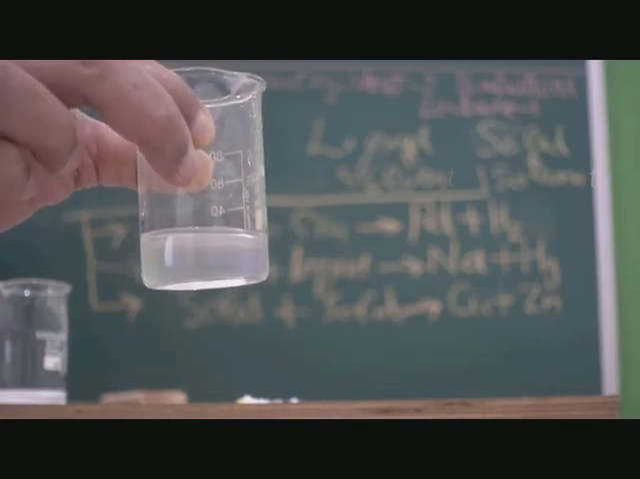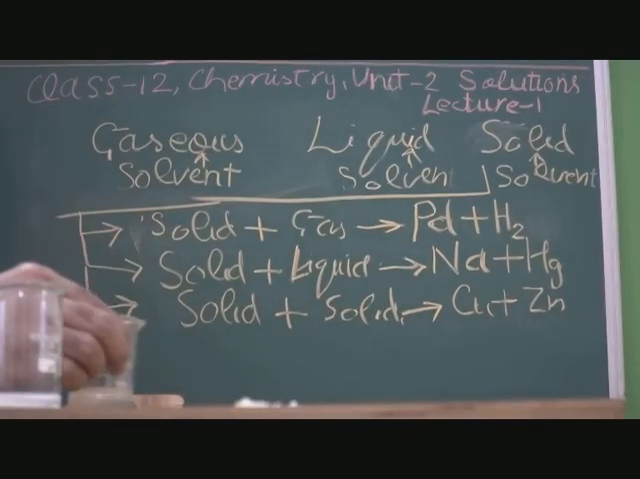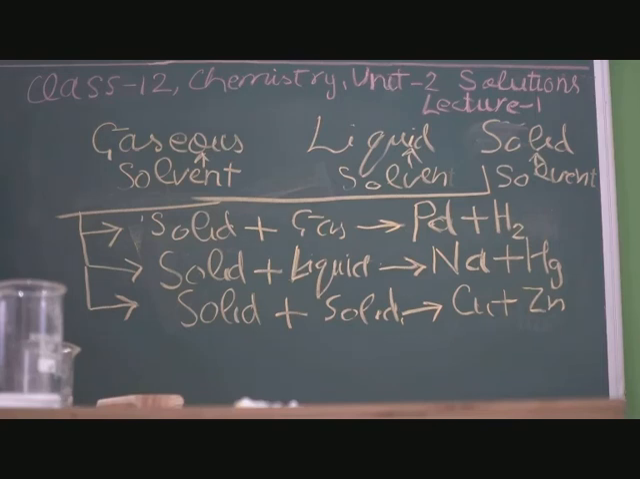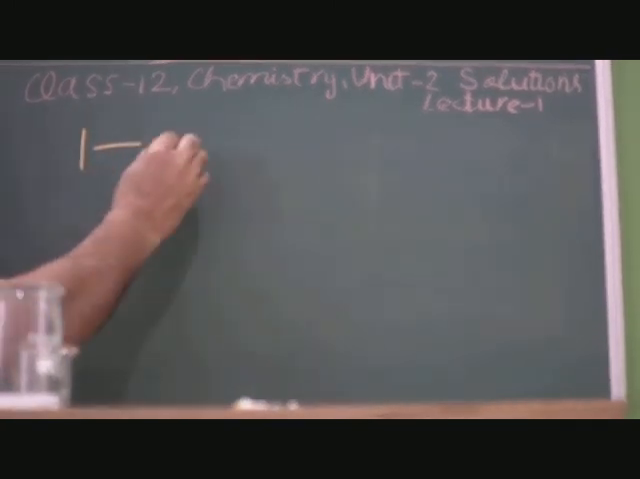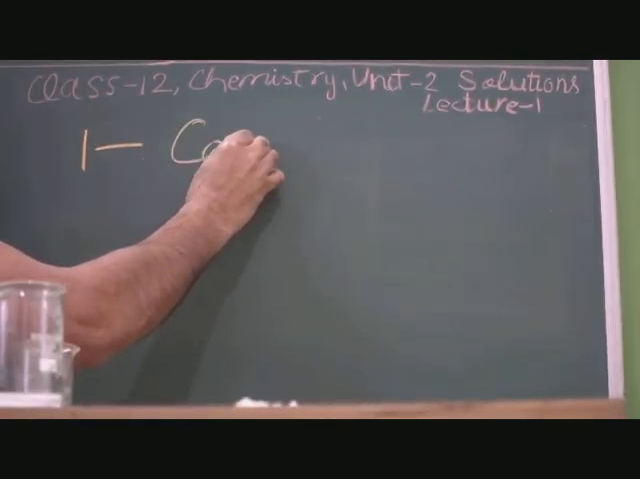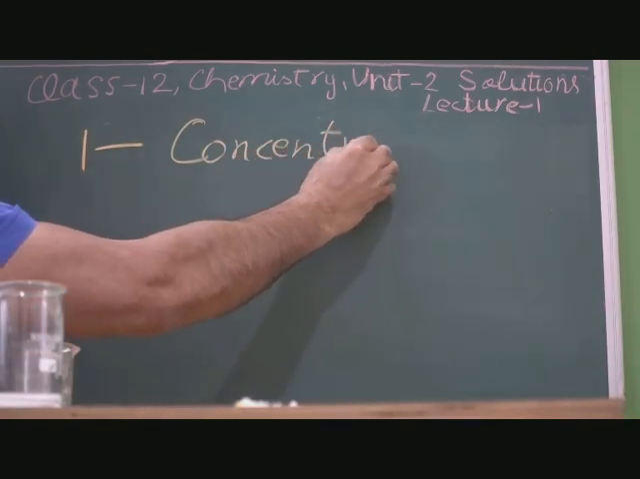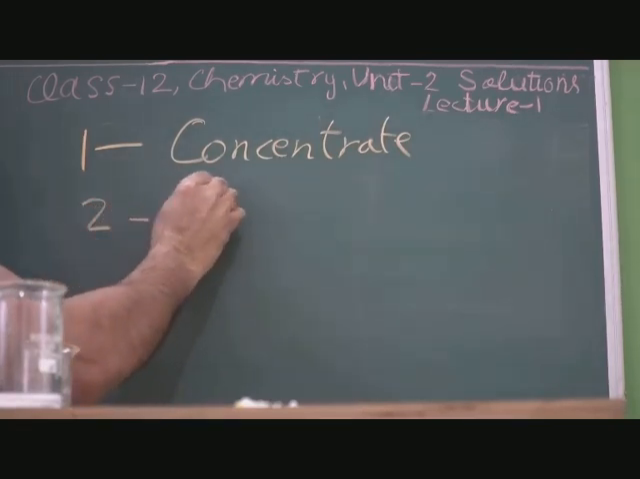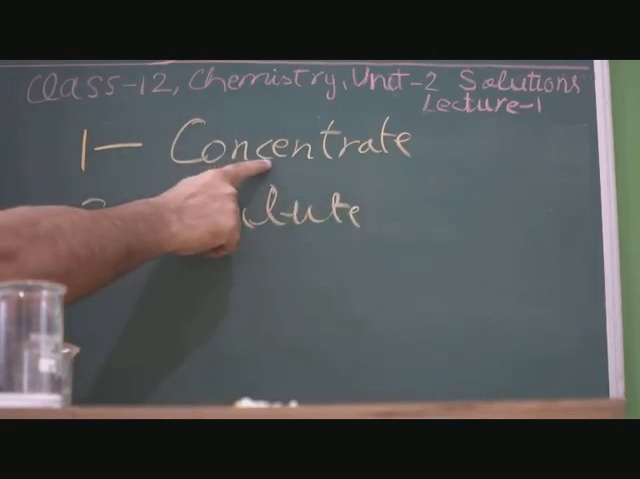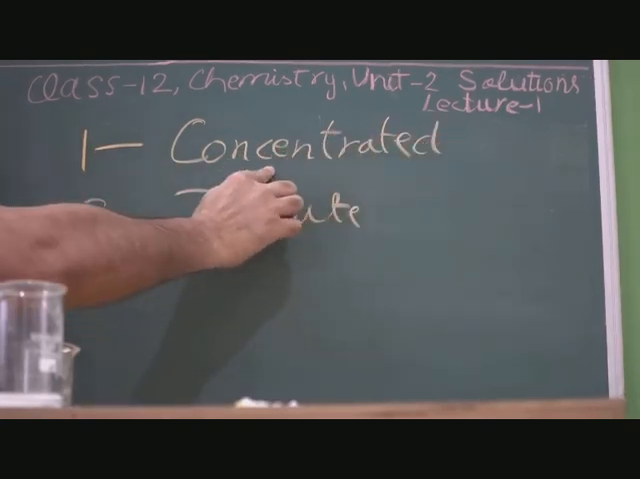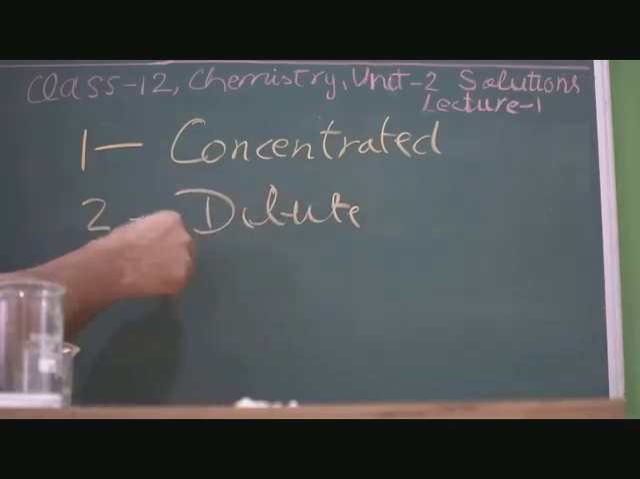This is saturated solution of sodium chloride, and the maximum amount of the solute that can be added to a fixed quantity of solution, that is called solubility. About that we will study later. So here in this term, qualitatively we can express a solution as concentrated or dilute. I take concentrated solution, and to the concentrated solution, if more solvent is added, then that becomes dilute.